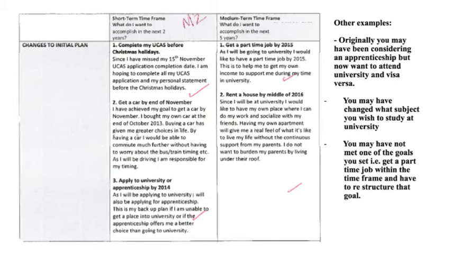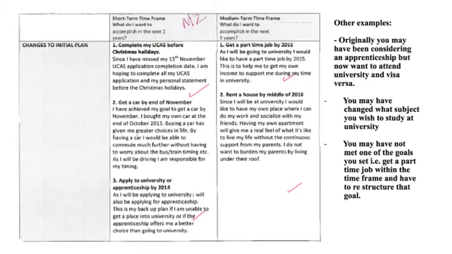In terms of the medium-term goals, he said that he wants to get a part-time job, but that's not really a change in the plan there, so I wouldn't really credit that for anything. He's just repeating what he's already put earlier on in his work. He says that he wants to rent a house. Again, he's just explaining why that's important.